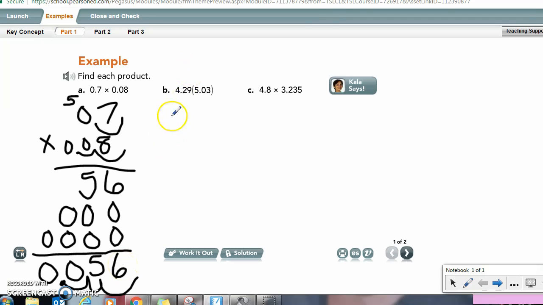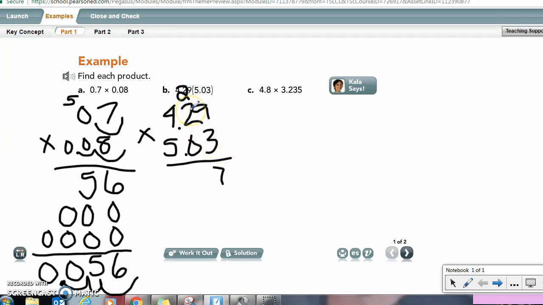Let's now go ahead and do this next one. If I have 4.29 and I'm multiplying that by 5.03, 9 times 3 is 27. Carry my 2.